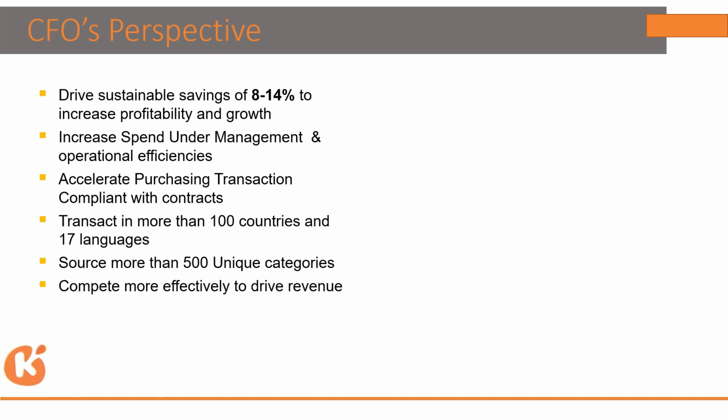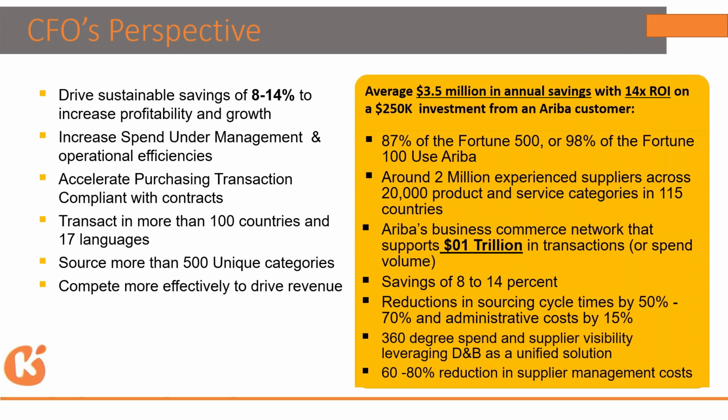Then spend management as well as efficiencies could be achieved with the help of that. On top of that, purchasing transactions could increase, so my complete cycle time would get reduced. As it is carrying out transactions in more than 100 countries and 500 unique categories are present, this will help accelerate more and more revenue cycles. In fact, 87% of the Fortune 500 or 90% of the Fortune 100 companies use Ariba. So whatever suppliers are present for 87% of the Fortune 500 companies, all those suppliers could be accessed with my solution if I go ahead with the SAP Ariba network.